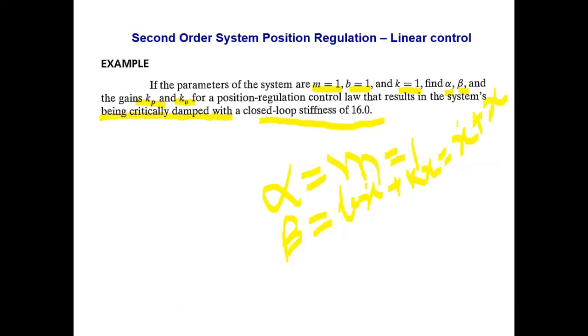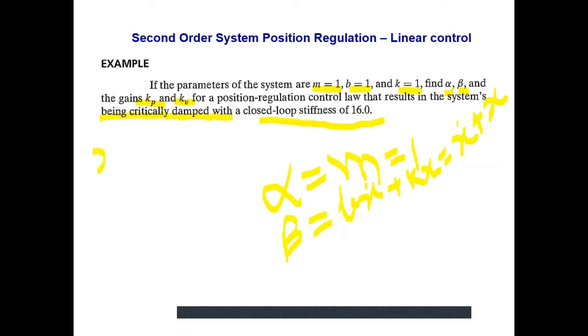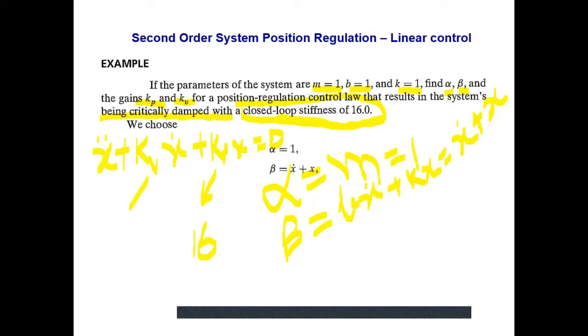We know that in this method, the closed loop system response takes the form x double dot plus kv x dot plus kp x equals 0. It is given that the closed loop stiffness is 16. That means the value of kp is equal to 16 directly. We know that the value of kv should be equal to 2 under root kp. So if we substitute the value of kp in this equation, we will get kv equals 8.